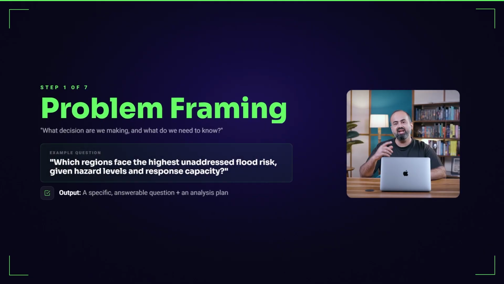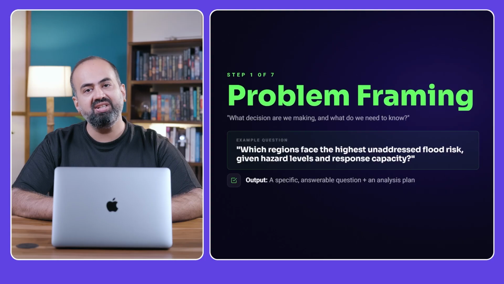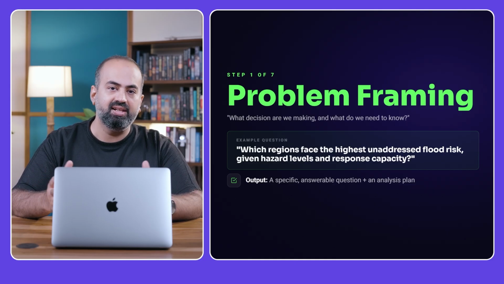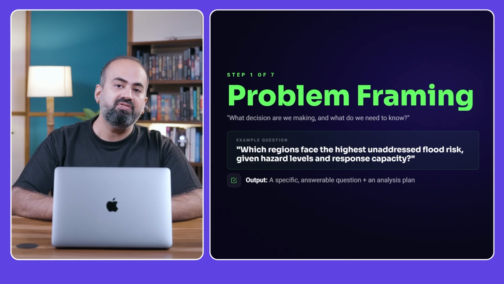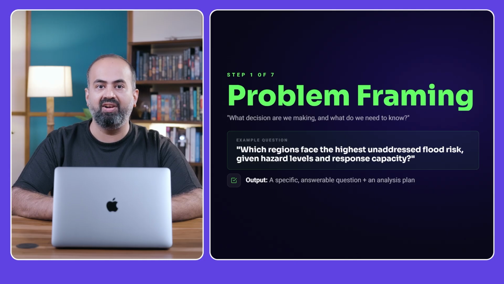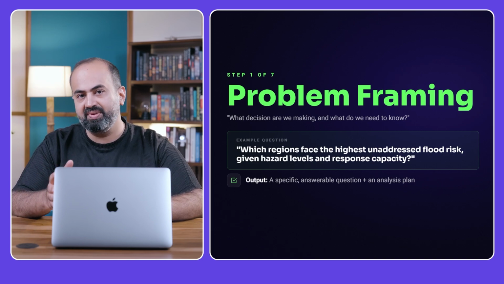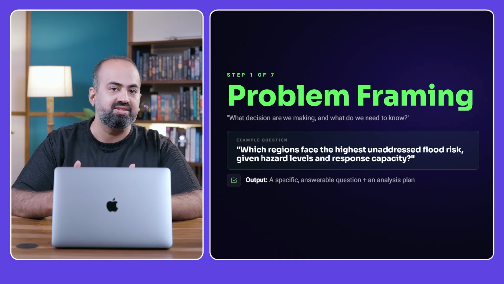Step 1. Problem framing. Before you touch any data, you need a specific decision question. Not, "I want to understand floods," but something more specific, like which regions face the highest unaddressed flood risk given hazard levels and response capacity. That's your starting point, a question you can actually answer.